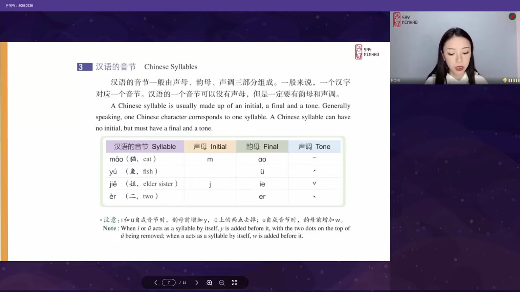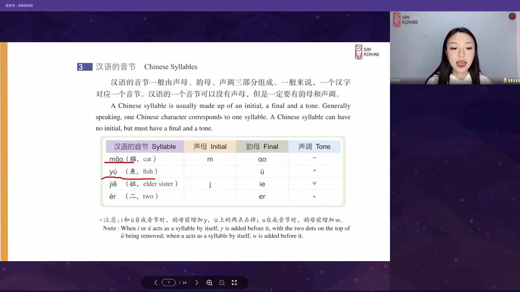What makes the Chinese syllable? First one is mao. Mao is the first tone word, and it is combined by the initial m and ao, the final. And the tone is the first tone. Mao, which means cat. Now, second one is yu.